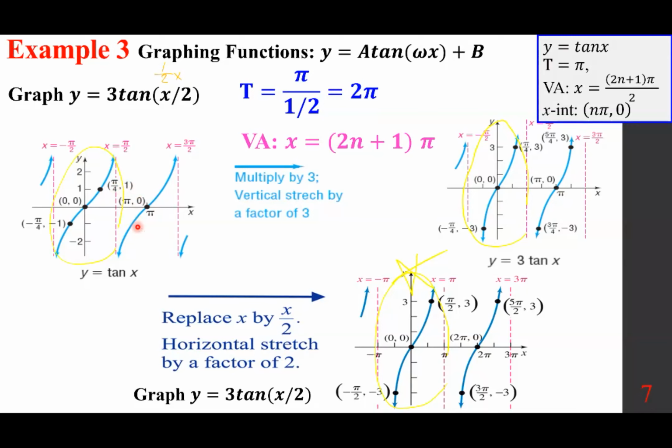Okay? So you can stretch the vertical asymptotes, and stretch pi over 4 to pi over 2 and negative pi over 4 to negative pi over 2. But the y coordinate remains the same. So it depends how you want to approach that.